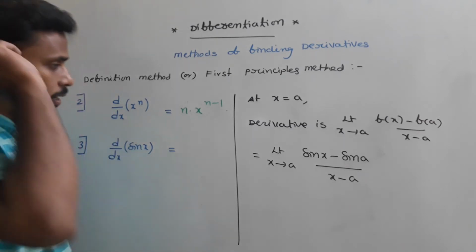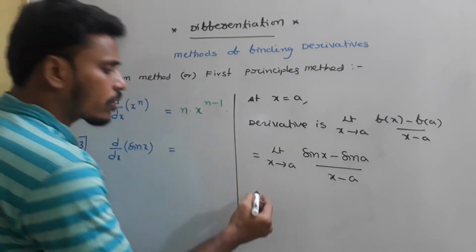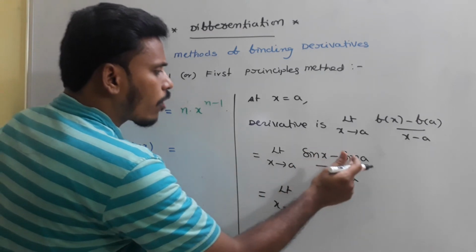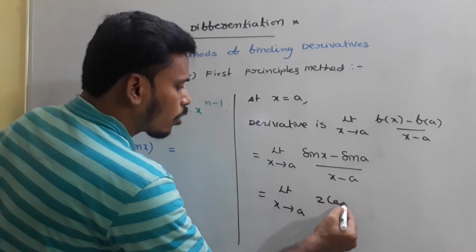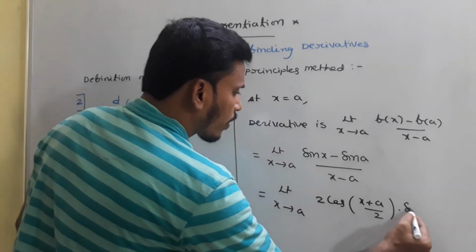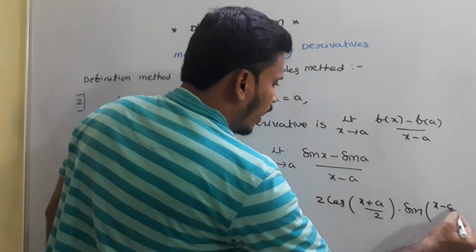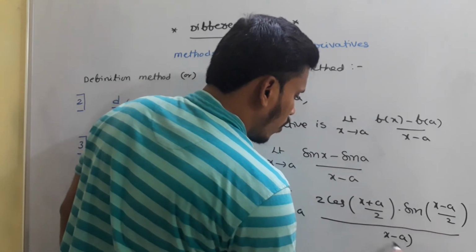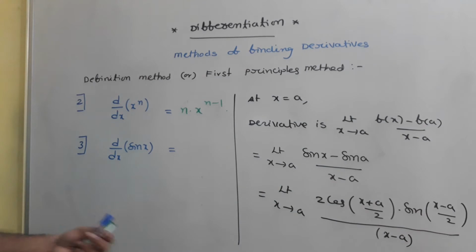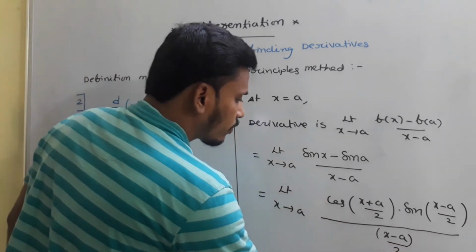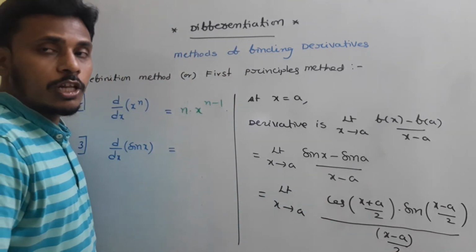For the numerator it is sin x minus sin a. So sin x minus sin a means limit x tends to a, the numerator is of the format sin c minus sin d, which is 2 cos of c plus d by 2, that is x plus a by 2, into sin of x minus a by 2, divided by x minus a. And we need to calculate its limit value. Do one thing, you just take these two from the numerator and write it here. No problem, this is also correct, right?